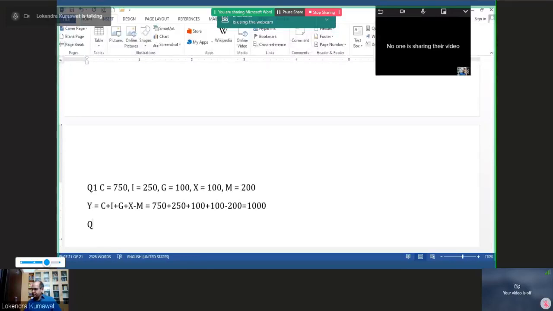I'll just do one more question. Question number 2 from the same. It says inventory investment. Now look at the entries here.